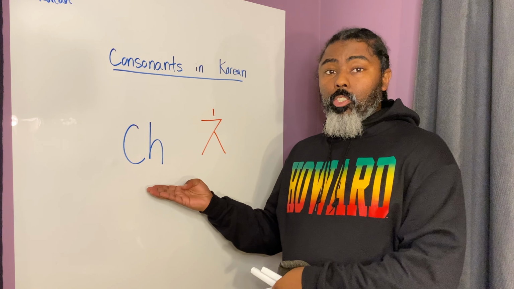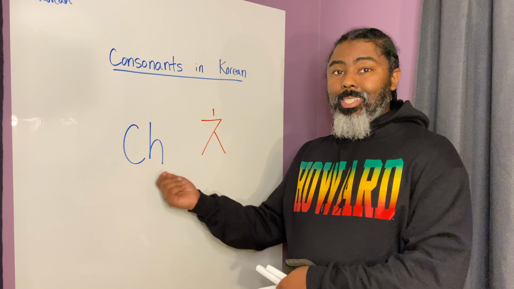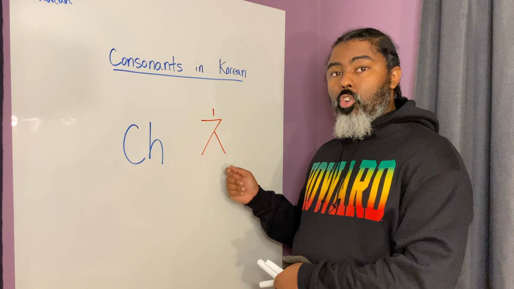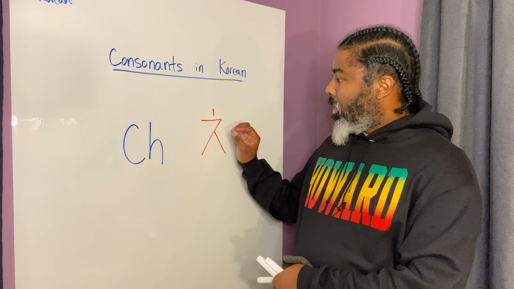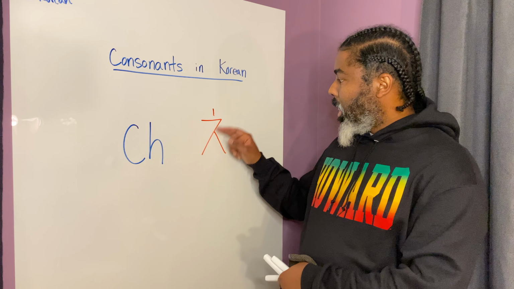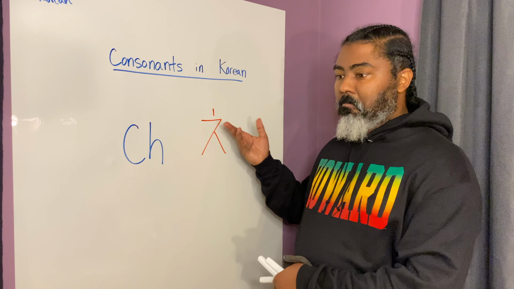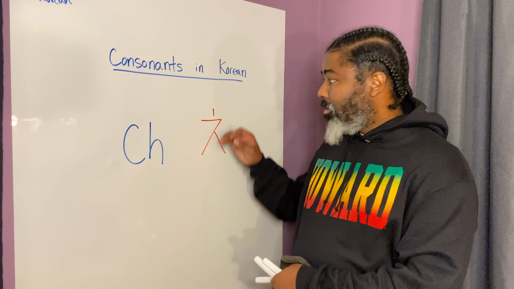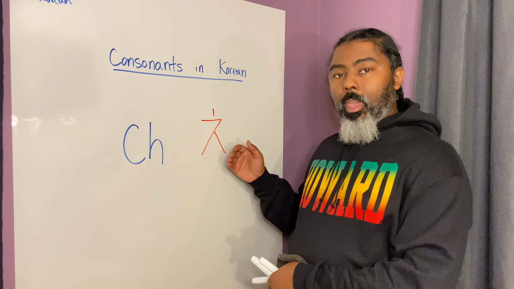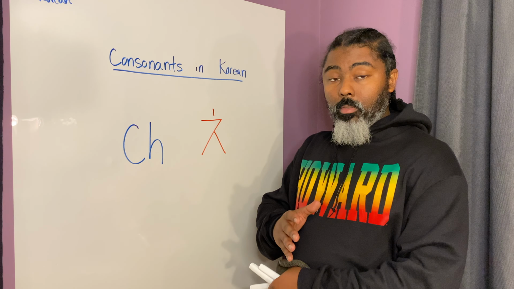This is the CH in English, literally two consonants combined to create the CH sound. And this is Chiyut in Korean. The Chiyut has a hat similar to Jiyut, and it has the body of Shiyut, okay? But then it has a little, maybe it's a top hat now, I don't know, something above it, okay? And that distinguishes the Chiyut from the Jiyut.